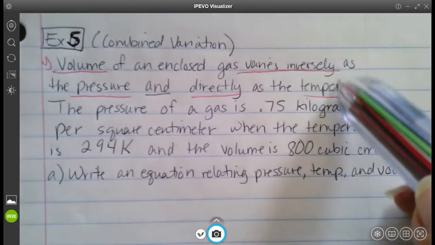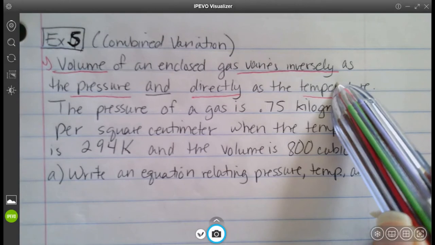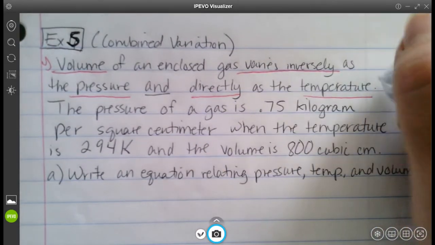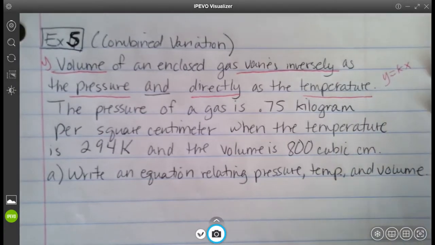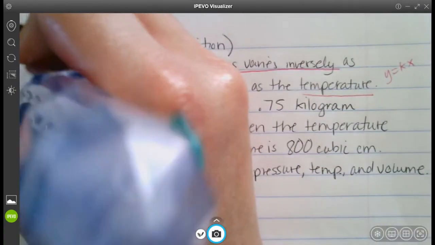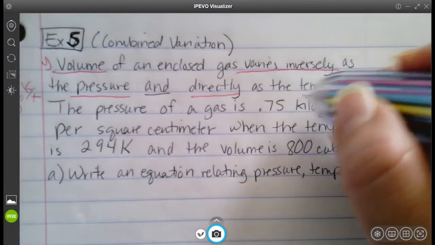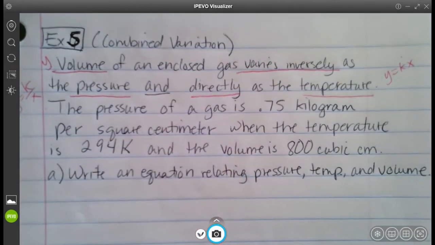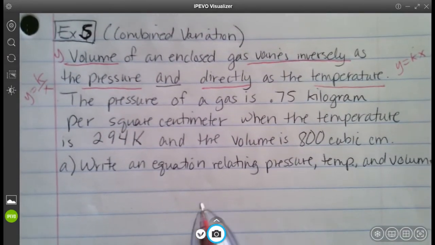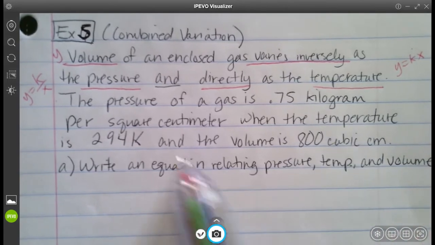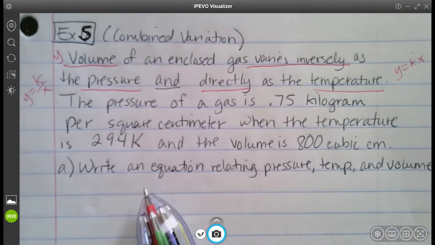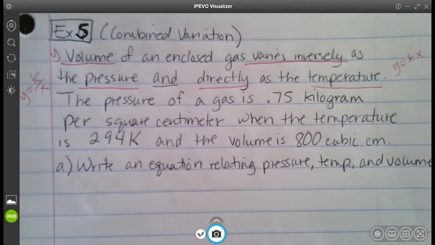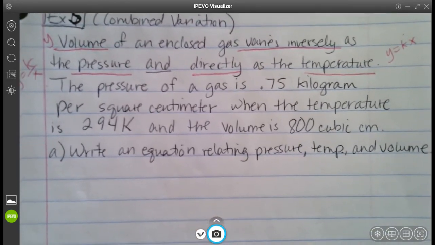So it looks like these two are going to be on the right side of the equation. The directly one is going to be multiplied, because remember direct is Y equals KX, and this one is Y equals K over X. So we kind of have the temperature on the top and the pressure on the bottom. So let's just keep that in mind. The pressure of a gas is 0.75 kilograms per square centimeter when the temperature is 294 Kelvin and the volume is 800 cubic centimeters. Write an equation relating pressure, temperature, and volume.